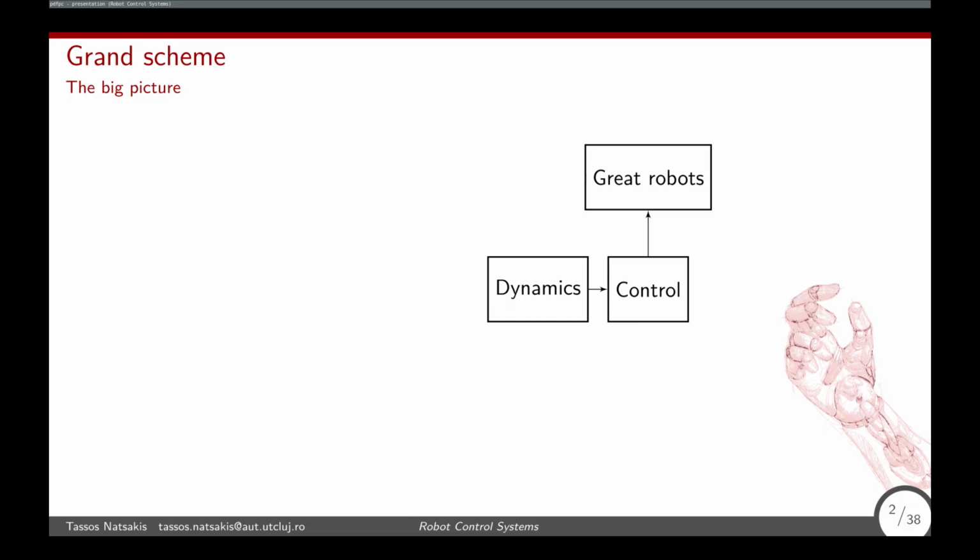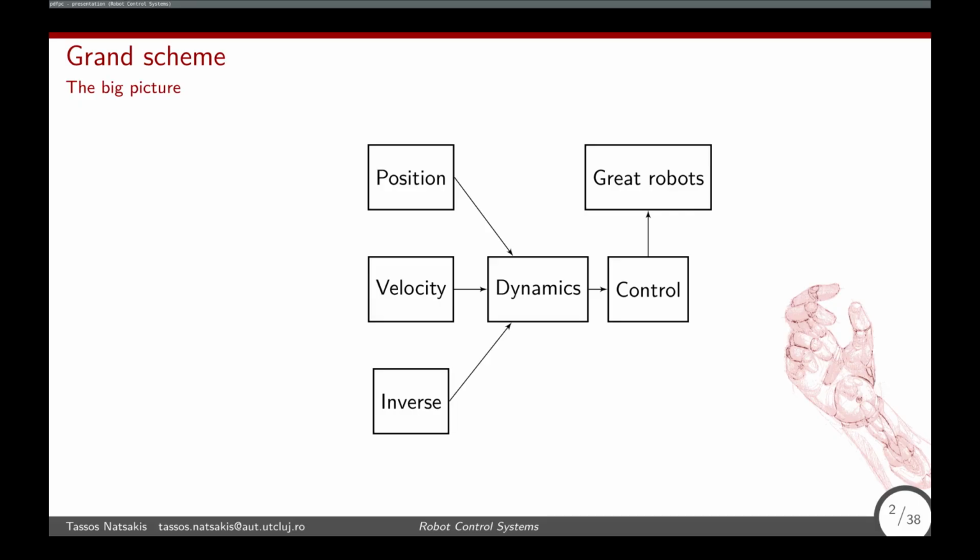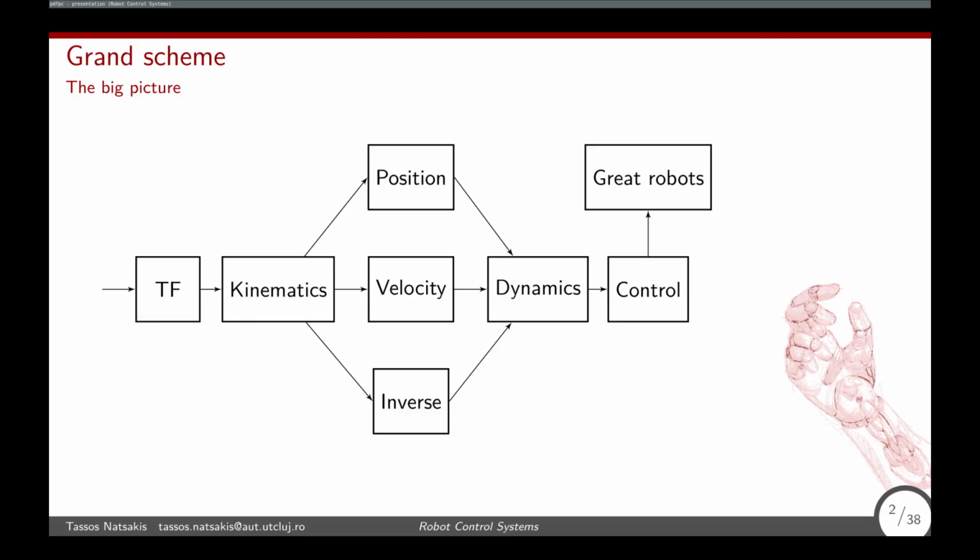In order to understand the dynamics, we need to understand three aspects. How do we report its position, or how do we measure position and orientation? How do we describe its velocities? And how do we do these things in the inverse side as well? Right? In order to understand these three things, we need to talk about kinematics. And to start talking about kinematics, we need to talk about transformations, which is what we'll do today.